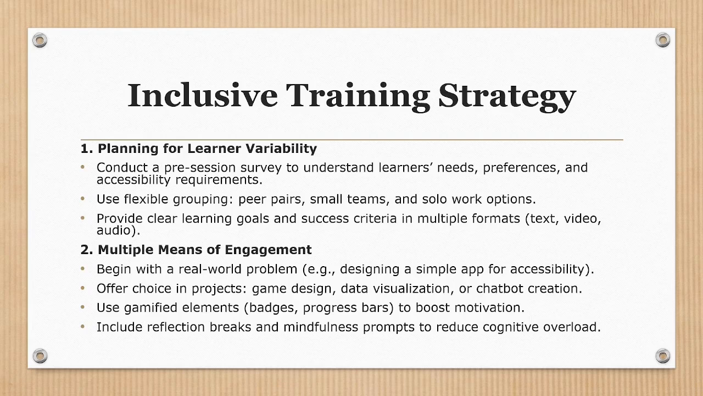Then number 2 under the inclusive training strategy: multiple means of engagement. Begin with a real world problem, for example designing a simple application for accessibility. Then offer choice in projects: game design, data visualization or chatbot creation. So offer the choice, and let the learners decide how they want everything to look.